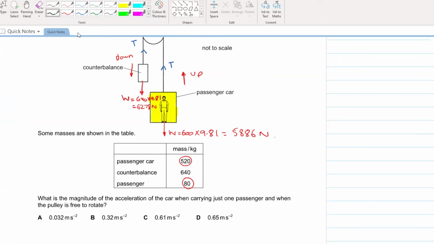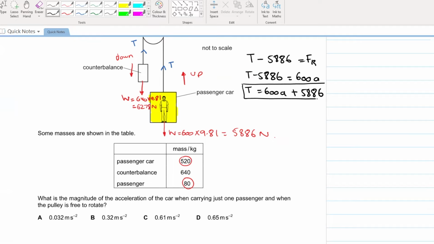Okay, so this passenger car is moving upwards. That means tension minus weight, that is 5886, will be equal to your resultant force. Tension minus 5886 is equal to the mass of the passenger car and the passenger, that is 600, into the acceleration. Beta, can you make tension the subject? Yes, tension is equal to 600A plus 5886. This is your first equation.